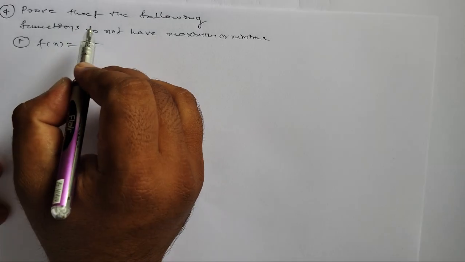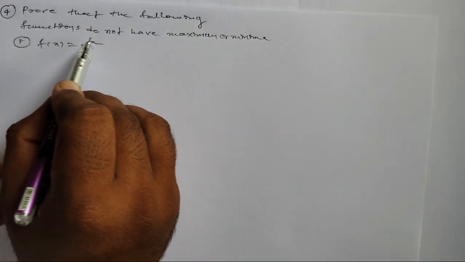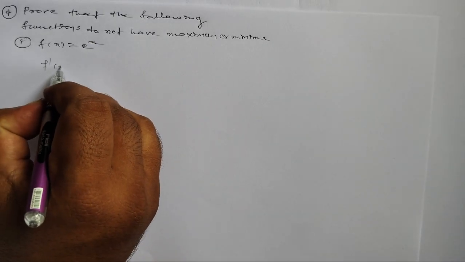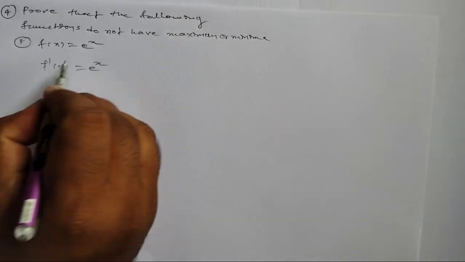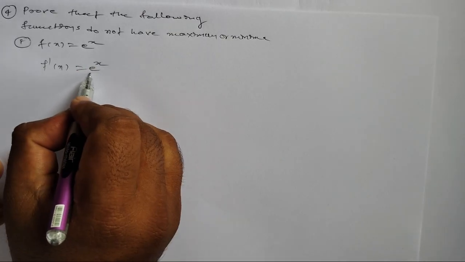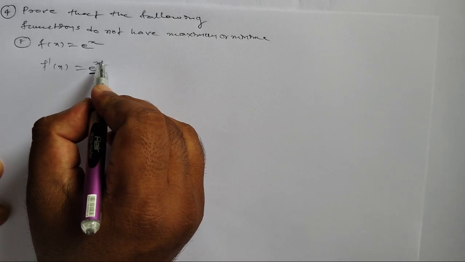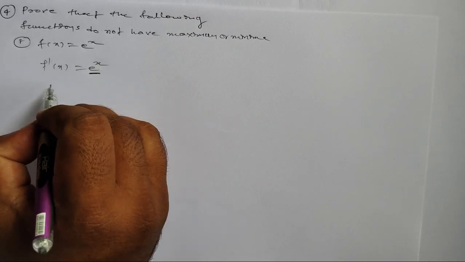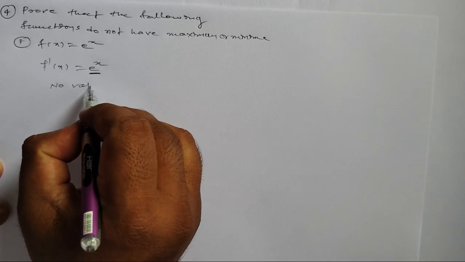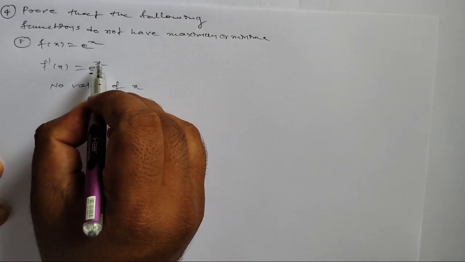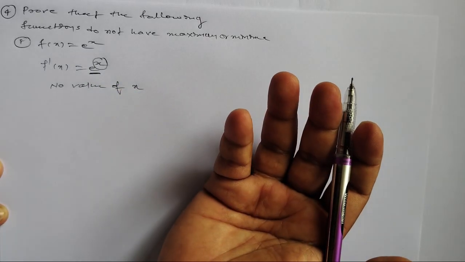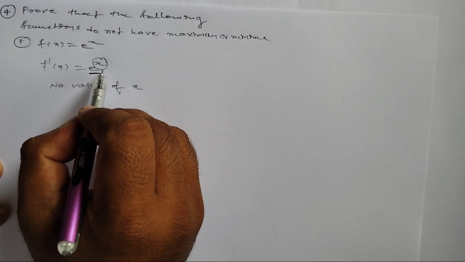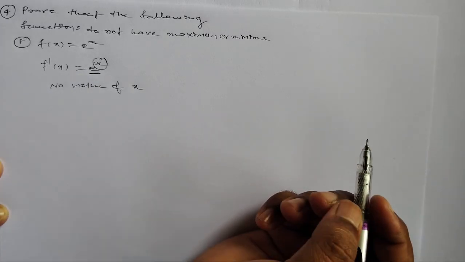Prove that the function does not have maximum and minimum value. So f of x is equal to e power x. Now differentiate with respect to x. f dash of x is equal to e power x. The derivative of e power x becomes e power x. So when it becomes 0, what is the value of x? No value of x. So there does not exist an x value, which means this function has no maximum value and no minimum value.